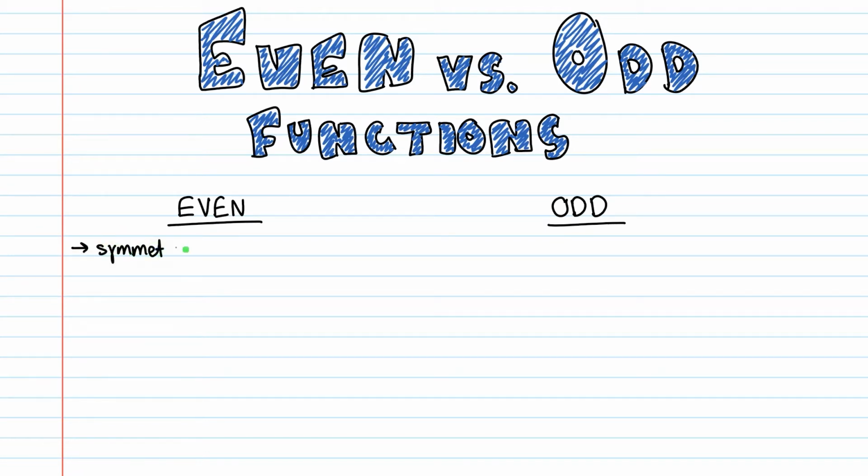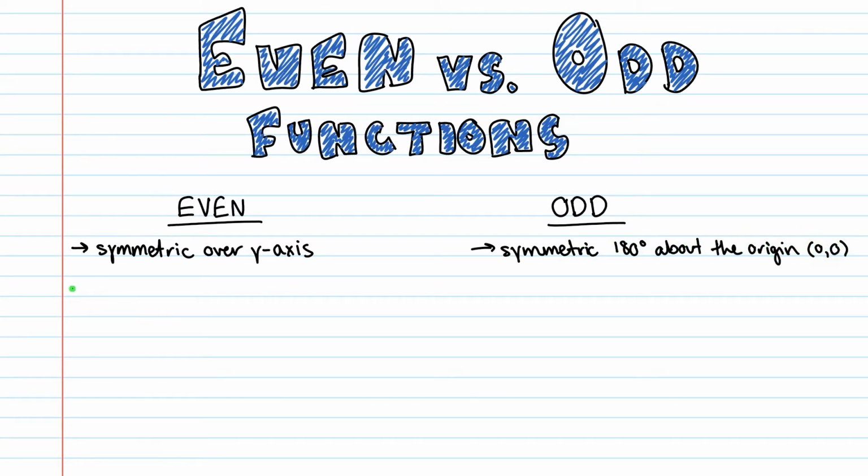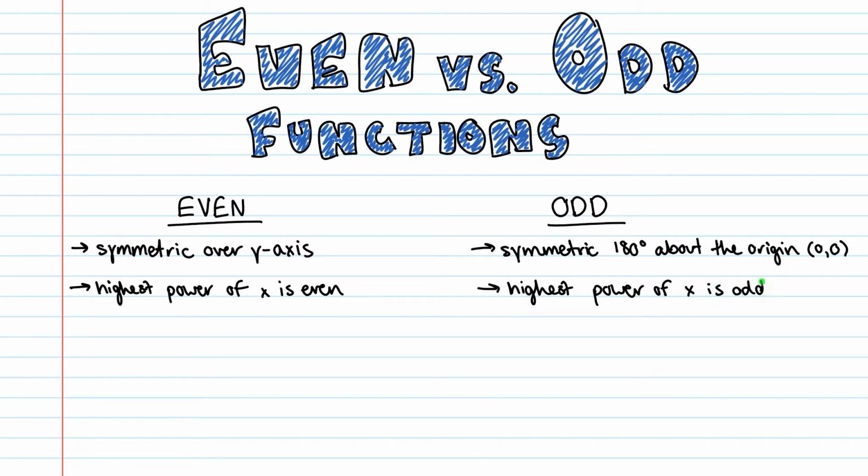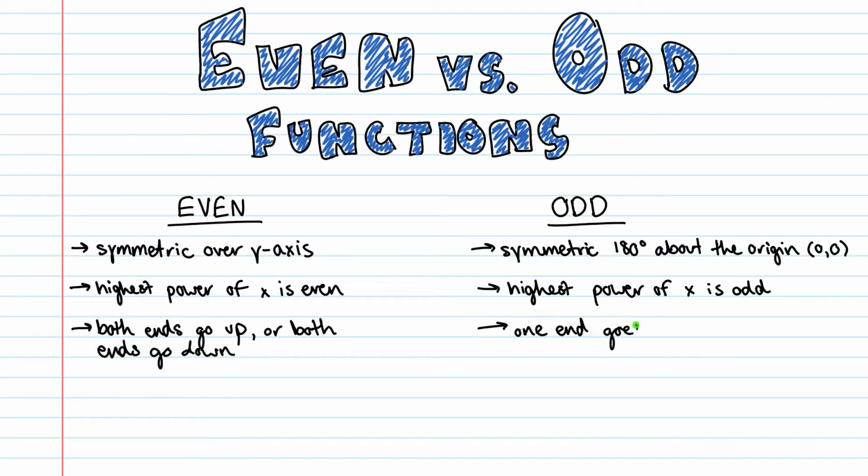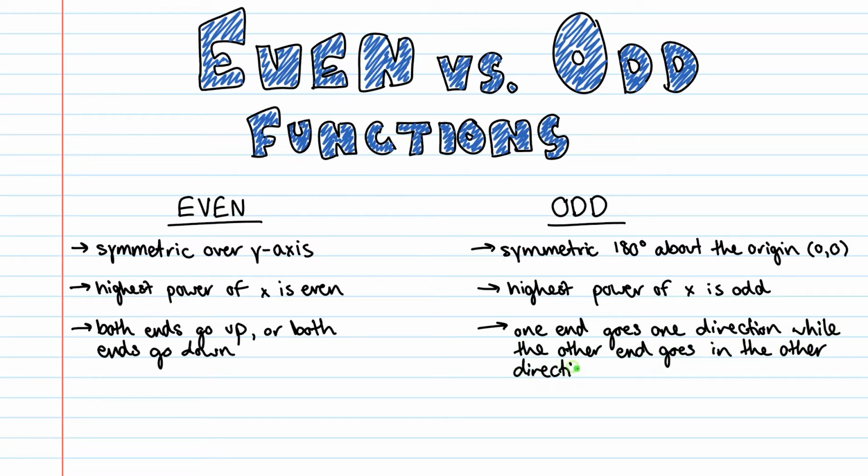So even functions are symmetrical over the y-axis, while odd functions are symmetrical 180 degrees about the origin. Even functions have a highest power of x that is even, so x squared, x to the fourth, x to the sixth, while odd functions would be x, x cubed, x to the fifth. They'd be odd. For even functions, both ends either go up or down, while for odd functions, one end will decrease and the other will increase, or vice versa.